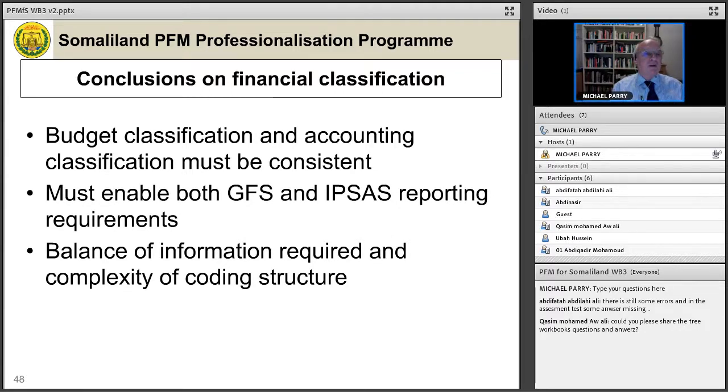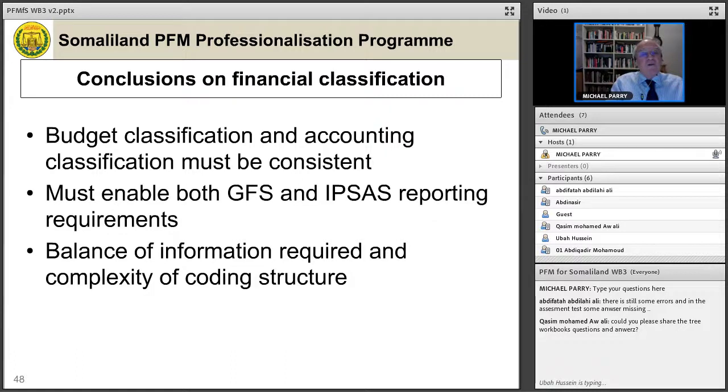Some conclusions on financial classification. The first thing is that the budget classification and the accounting classification must be consistent. As we have explained, the chart of accounts will have additional codes, but the codes which are overlapping must be the same between the budget and the chart of accounts. Unless you do that, it becomes very difficult to make a budget comparison. It may sound obvious, and most countries, and I think Somaliland is one of them, that this happens quite automatically. You base your chart of accounts on your budget. Not everywhere. There are countries which have completely different systems.